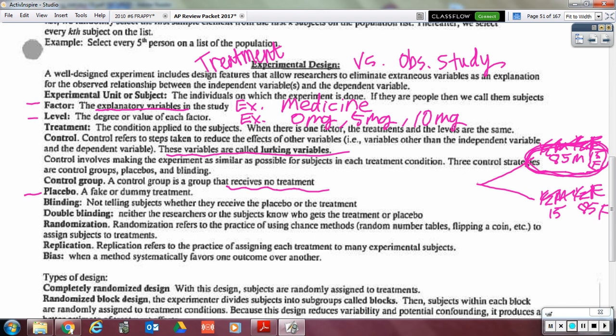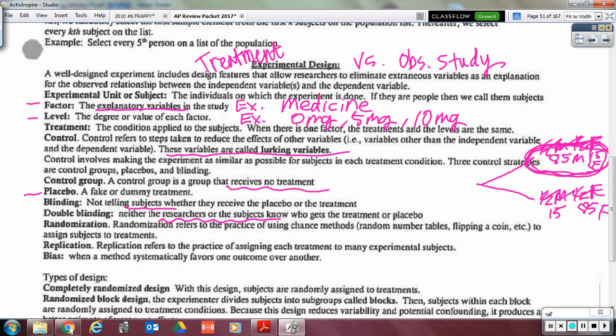Okay, how about blinding? That is when the person doesn't know. Single blind is what? Subjects do not know. Single blind, subjects do not know. Double blind? The researchers and the subjects do not know.